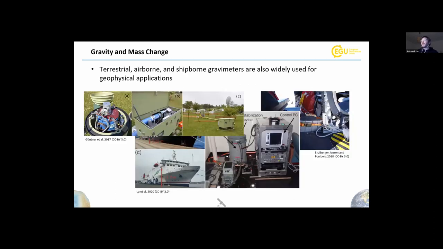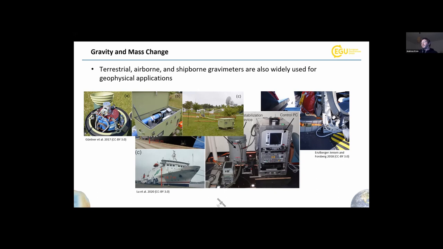But we cannot observe the gravity field solely from space. We also can put gravimeters, for example, directly on the ground, which you can see in the left picture. We can mount them on ships and airplanes or helicopters, for example. And these data are also widely used for geophysical applications.